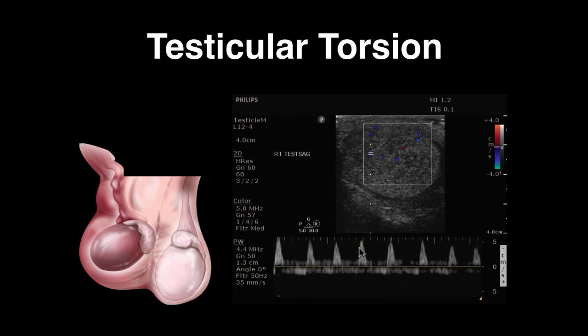So if you look at this spectral waveform, this can be very helpful, that you can see that it doesn't have that normal low resistance pattern, and that's because during this spectrum of the twisting, you start to lose the lower resistance flow that occurs as that twisting continues to increase. And that's why you see here that you're losing that forward flow during diastole.